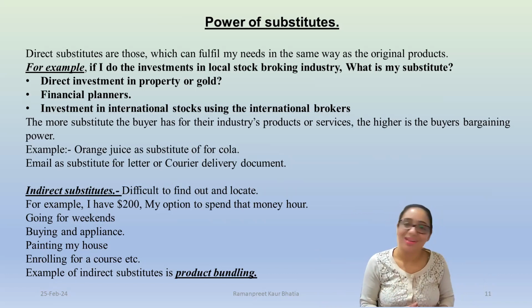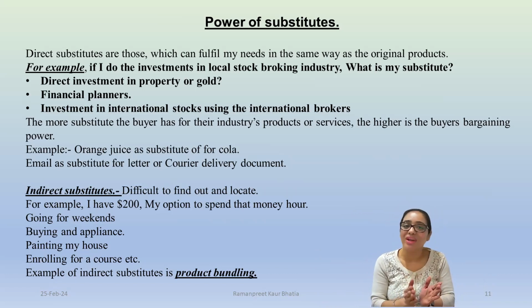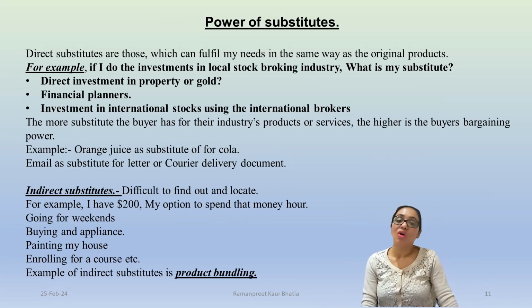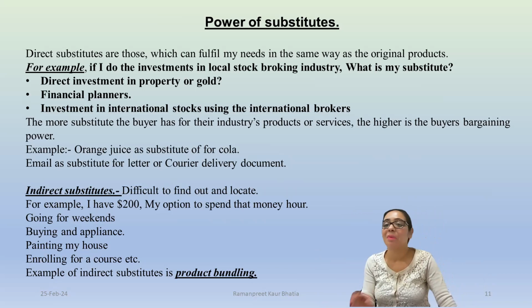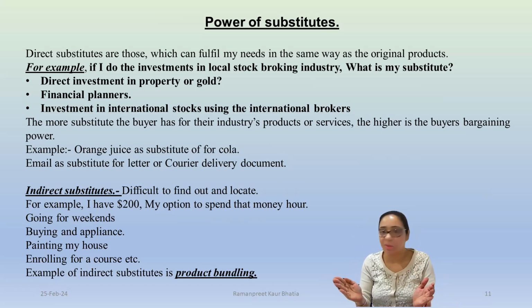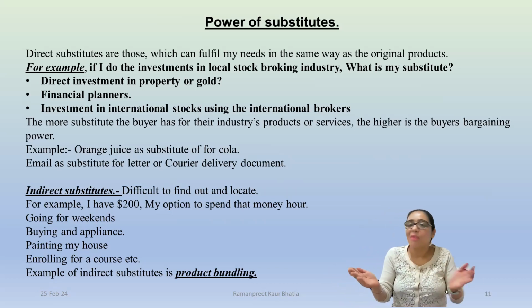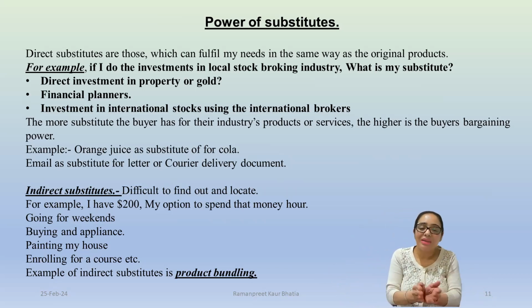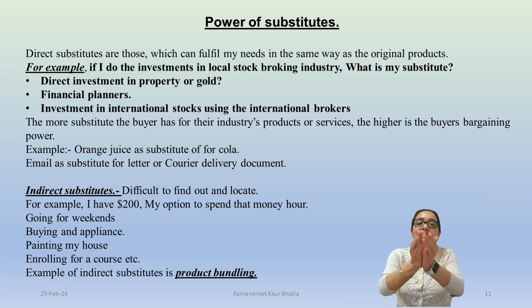So what is the strategy that the organization uses to avoid this indirect substitution? This is product bundling. Now, what is product bundling? Product bundling makes it more difficult for consumers to directly compare one product with another, and therefore the companies are very clever. They bundle two products which are not substitutes to each other, but they can be complementary to each other. They bundle it together, and then they make it available to the consumer.